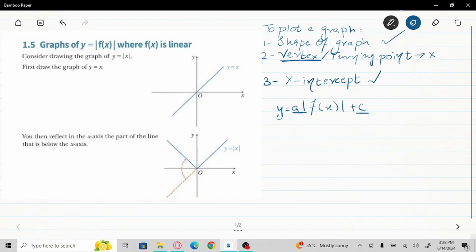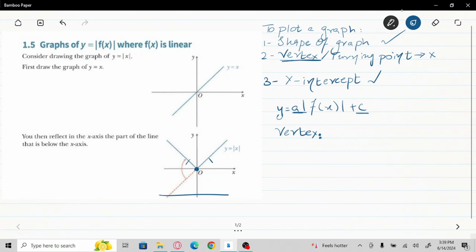Now the vertex. Let me tell you what a vertex is. The vertex is actually the point where two lines intersect. For example, let's go to this example. This is the point where this line and this line intersect each other. So this point is called the vertex. That's simply it.